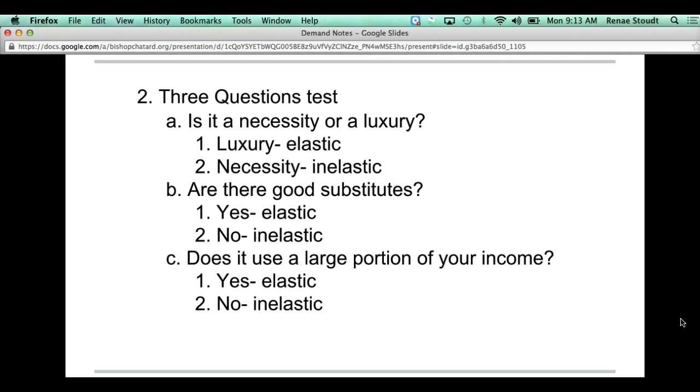So again, it's best 2 out of the 3. So I'll give you a couple of examples. So you're done actually writing.